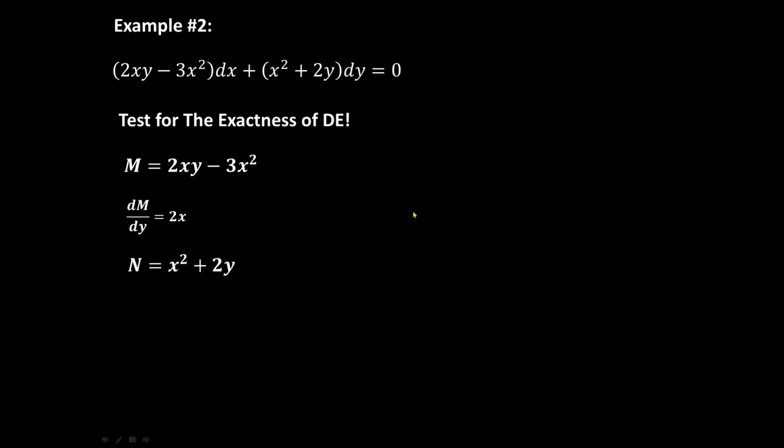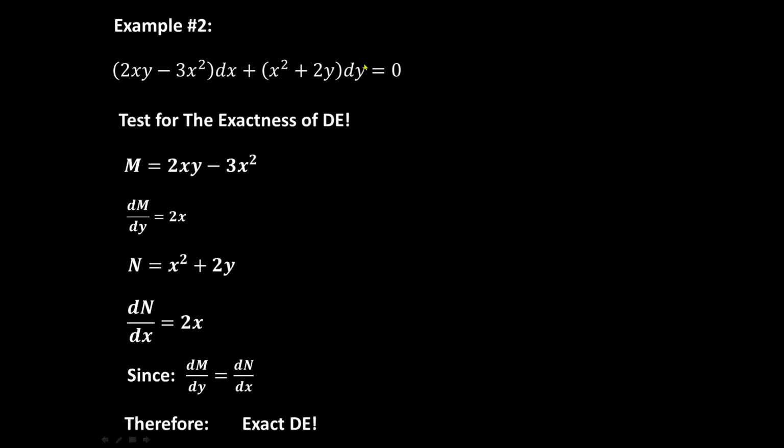How about this? What is its derivative with respect to x? 2x. When it is N, it is always with respect to x. The 2y will become 0. Since the two are equal, it means the given DE is exact. Is that clear? Yes, sir. Okay. That is what you do: you test first whether the equation is an exact DE before we proceed to the method. Maybe you did not test, and it turns out it is not exact, and you will make a mistake.